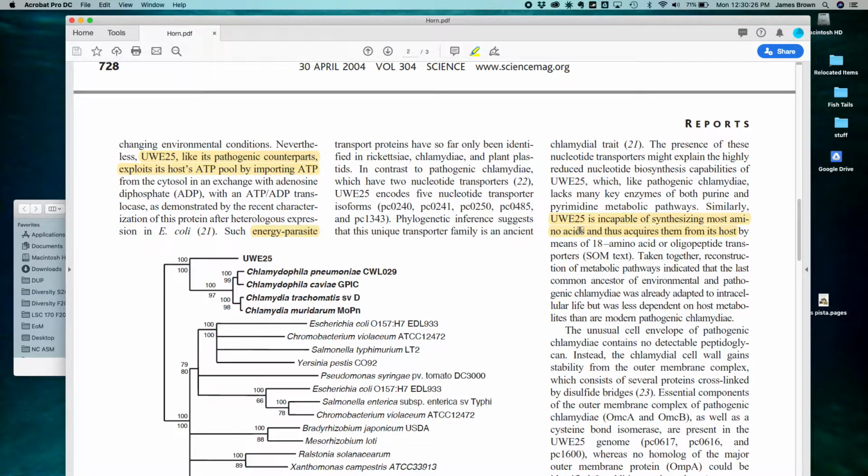It's absolutely clear that UWE25 has an ATP-ADP antiport. So it's sucking ATP directly out of the cytoplasm of its host. It is an energy parasite, just like pathogenic chlamydia are. And as a result, it has no need to make nucleotides or any of that kind of stuff because it can get them straight from the host.